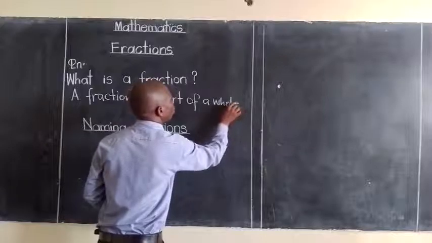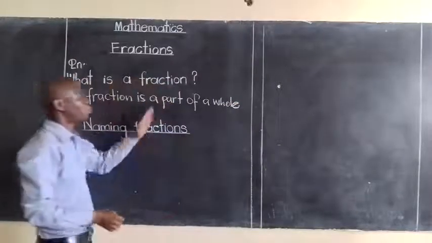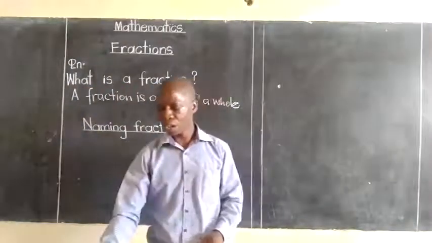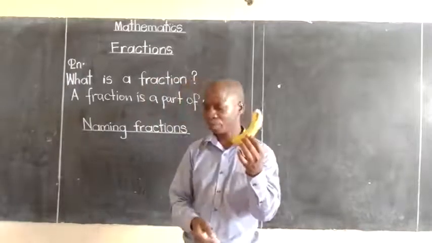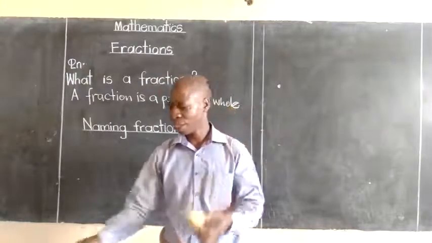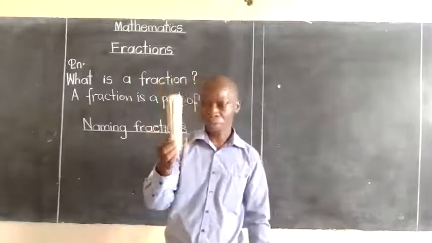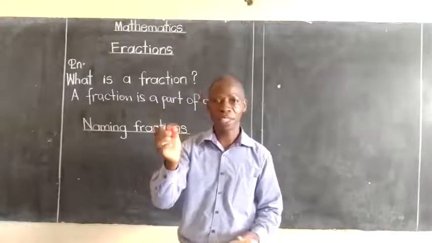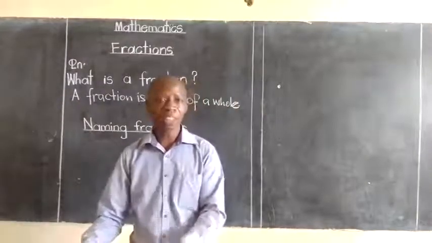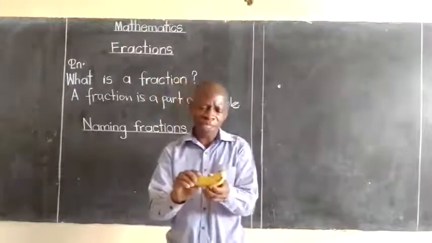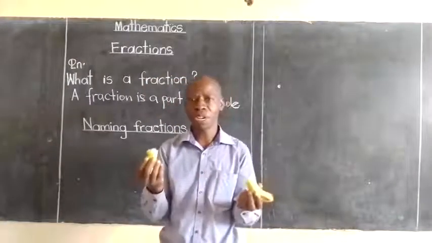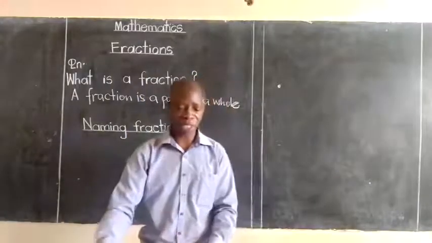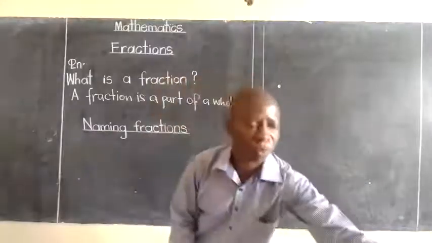A fraction is a part of a whole. What is a whole? This is a whole, or what you call a chiramba in Uganda. The moment I break a part, then it becomes a fraction. This is a fraction, and this is what? A fraction. So a fraction is a part of a whole.